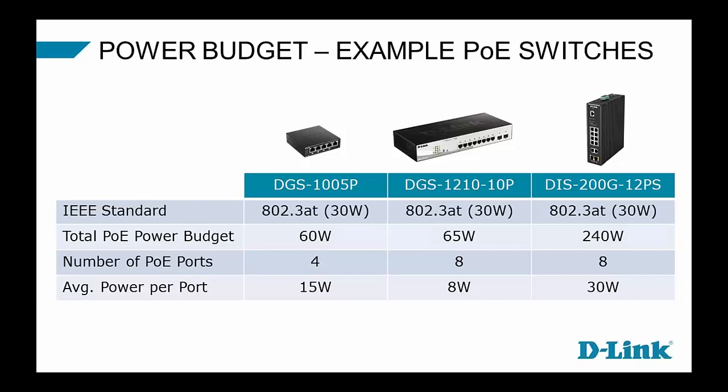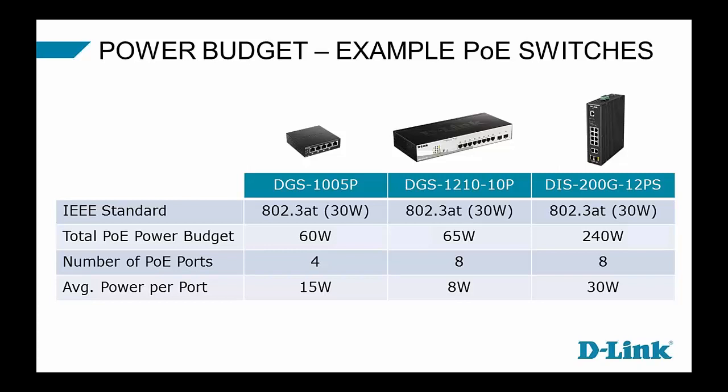And comparing that with the switch in the middle, the 1210P, which is actually our best-selling smart switch, and it has a 65 watt power budget, and it's an 8-port switch. So on average, it's supporting about 8 watts per port. And that's because a lot of our customers recognize if they're powering a network of IP phones or other low-power devices, an IP phone is going to draw 4 or 5 watts. So a switch that can support simultaneous 8 watts on each port is more than adequate.